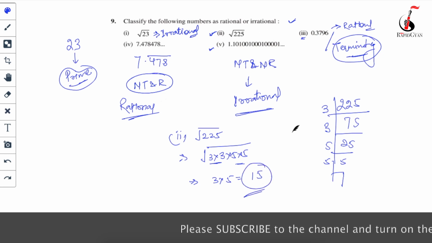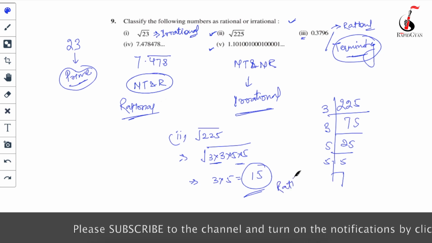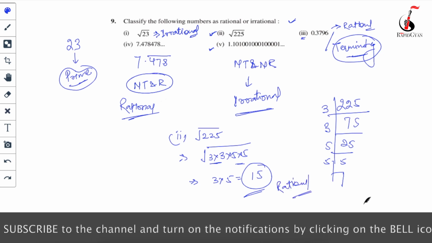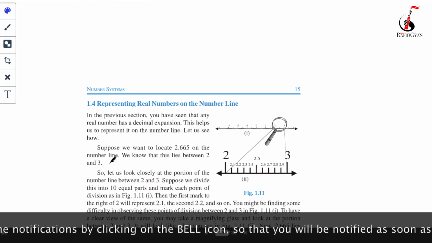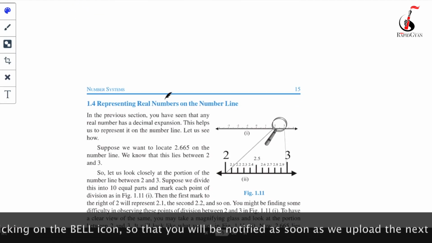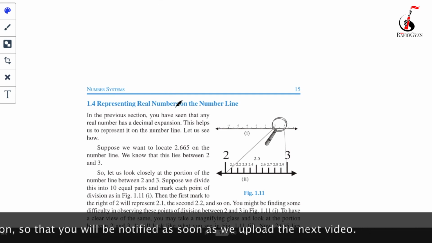So 15 is your rational number. 15 is your beta, rational number. So that's it from this exercise. So this exercise is over. In the next class I will be teaching you guys representing real numbers on the number line.